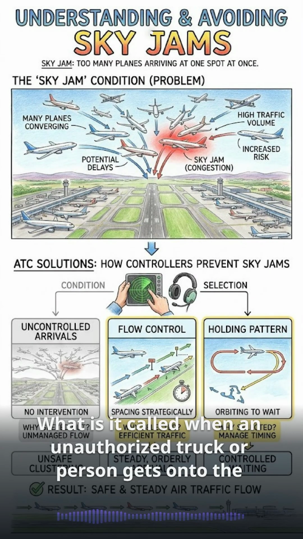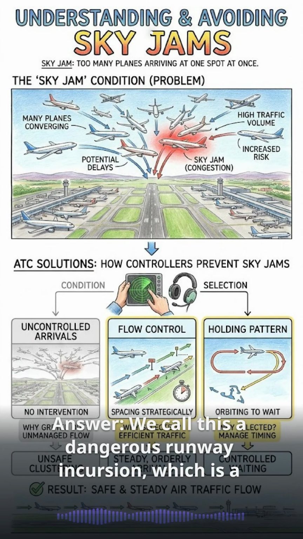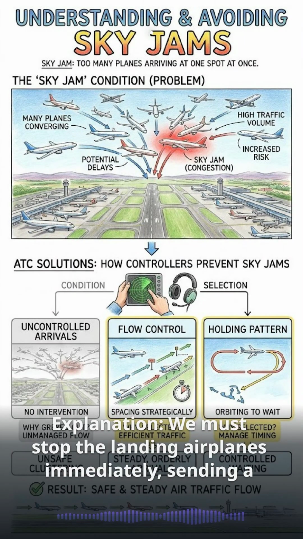35. What is it called when an unauthorized truck or person gets onto the active airplane runway? We call this a dangerous runway incursion, which is a major safety emergency for the working controllers. We must stop the landing airplanes immediately, sending a vehicle to chase the danger off the grass.